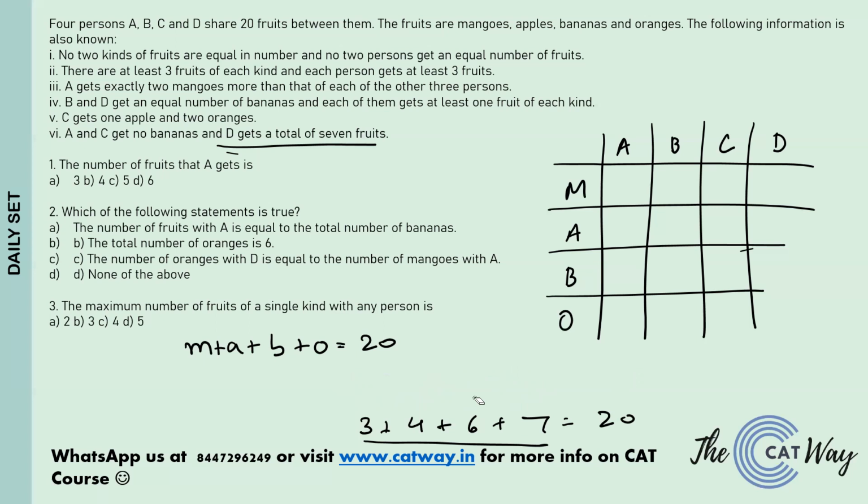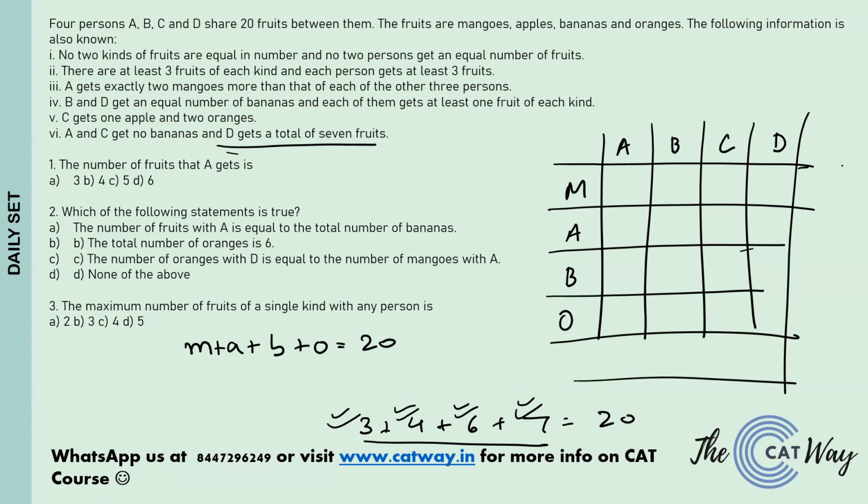So that means one fruit is of 3 quantity, one fruit is of 4 quantity, one fruit is of 6 quantity, and one fruit is of 7 quantity. Similarly, one person gets 3 fruits, one person gets 4, one person gets 6, one person gets 7. We are also going to total it out over here. We have been given that D has a total of 7 fruits.